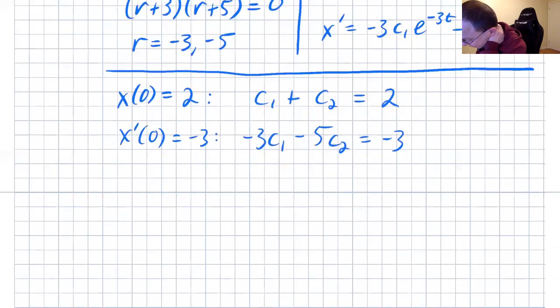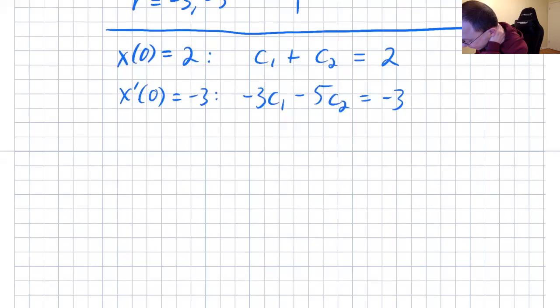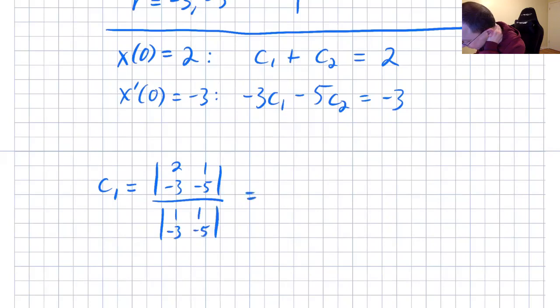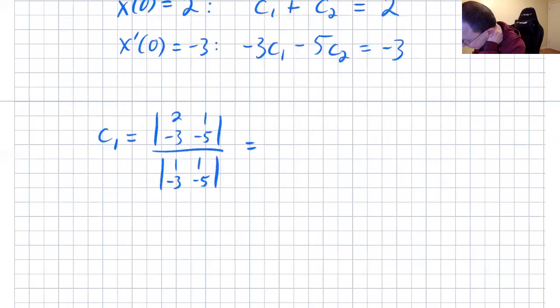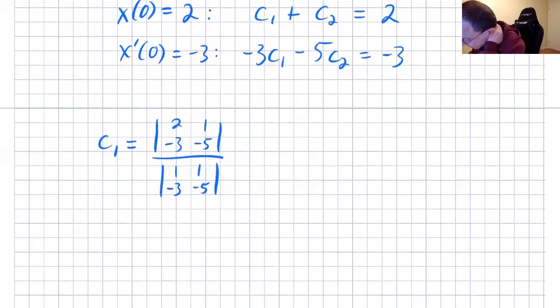Now we need to solve this linear system. So let's use Cramer's rule. I'm not going to write down Cramer's rule, but I think we're all familiar with it now. So we get this. And C2 is this. So we put the right-hand side in the second column.